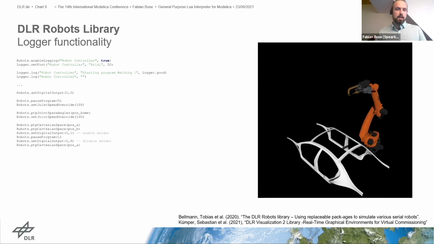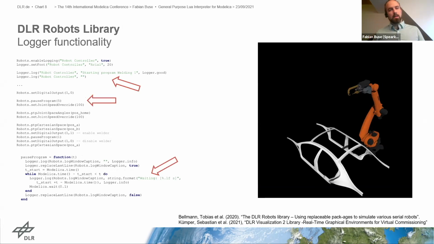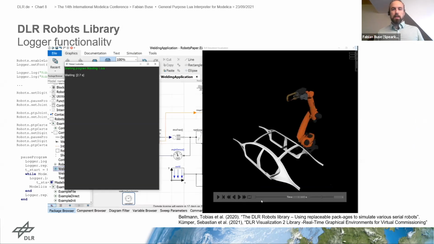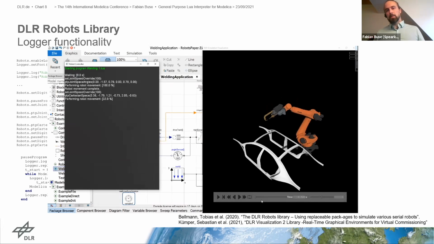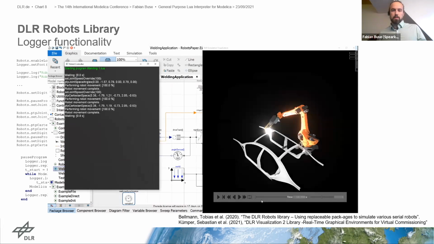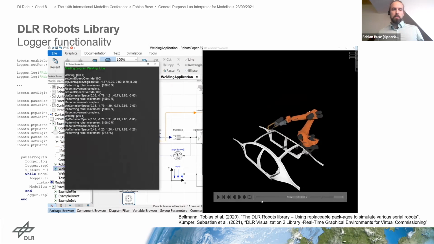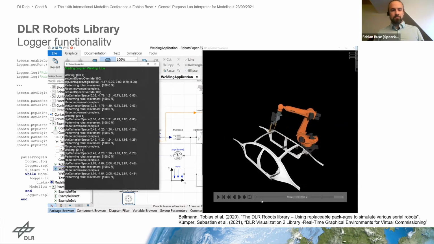So I will already start with examples. The first is the DLR robots library, and I will use that to show one more feature of the Lua library, and that is the logger. You can see these lines here as well. If you look into the pause program function, you see some string outputs here, and that just allows you to create an additional window that displays the state of your script. And if you combine that with visualization, for example, from the Visualization 2 library, you have a very powerful combination of understanding what is happening in your script and in your model. You could also parse the log file that is created directly to Modelica, but in many cases that isn't as handy for debugging as this configuration.